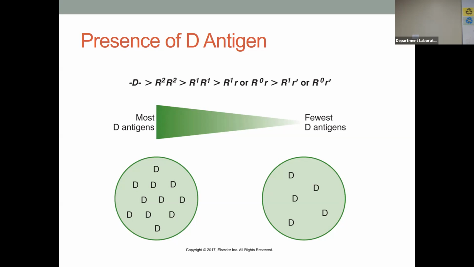I showed you guys this because this comes into play when we start talking about titering and choosing our cells to determine a titer for anti-D on a pregnant female. You will always want to choose the cell that has the strongest D expression. So we will always choose the R2 cell, all right? This will come into play a little bit later on.